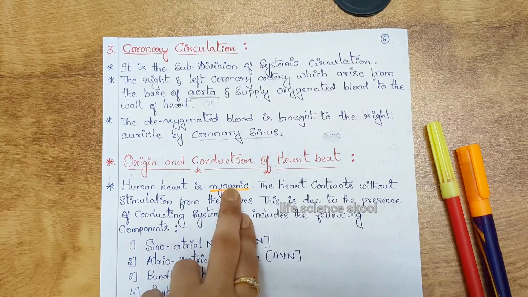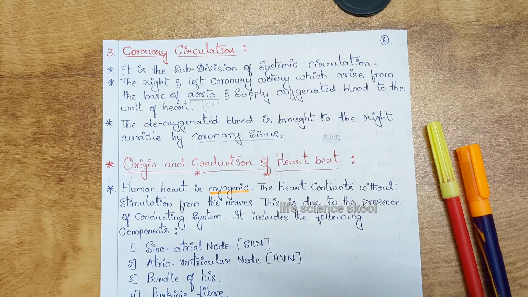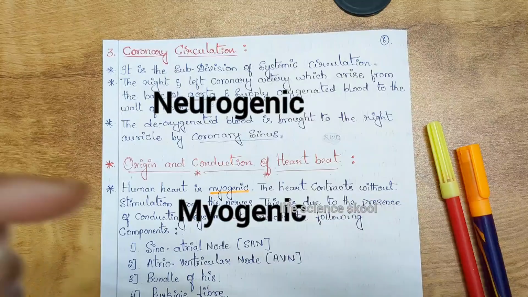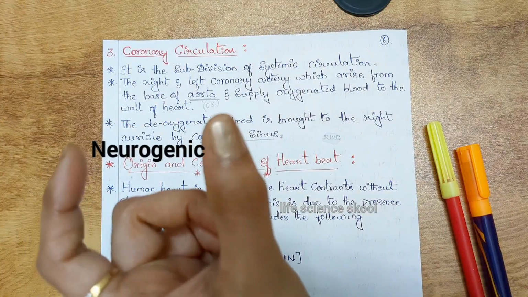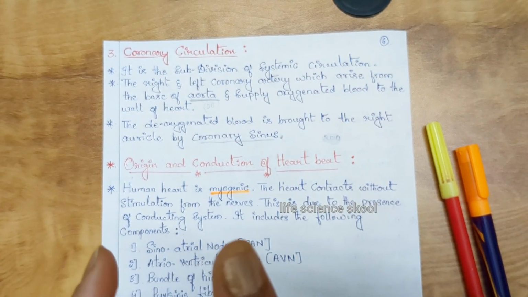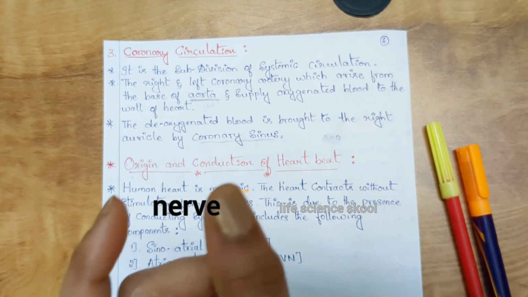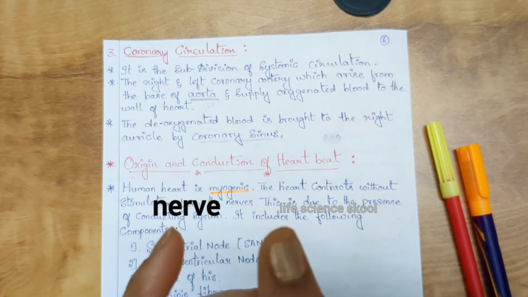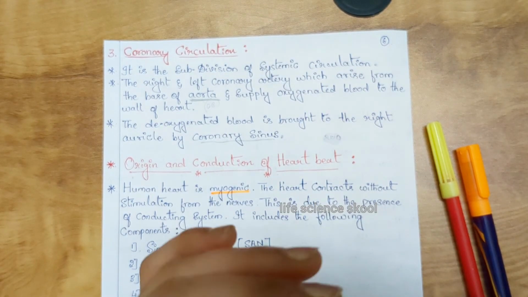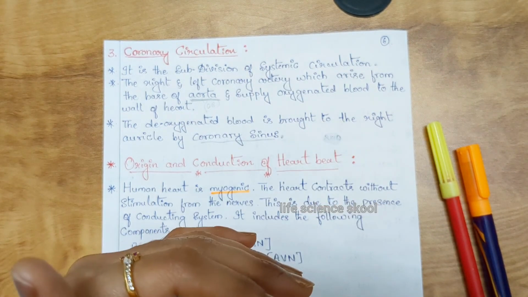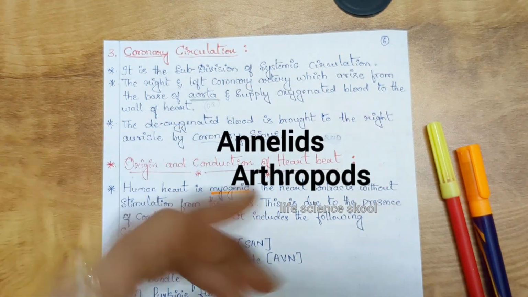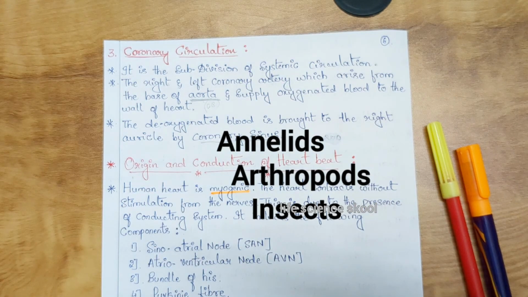Human heart is myogenic. There are two types of heart: the first one is the neurogenic heart and the second one is the myogenic heart. As the name indicates, neuro means nerve and genic means originated. The heart which beats by nerve impulses is called a neurogenic heart. We can see this type of heart in lower invertebrates, for example annelids, arthropods and insects.